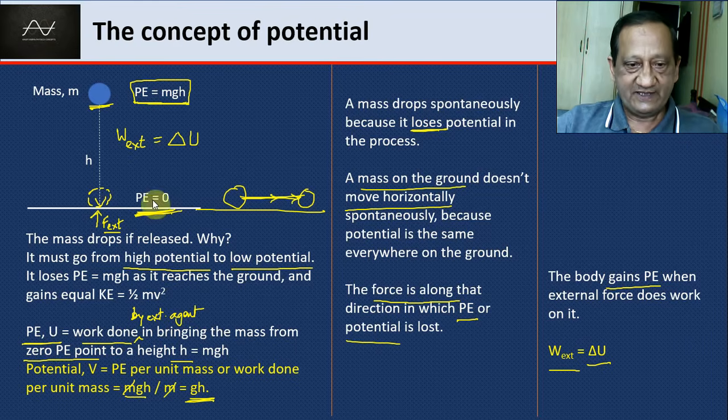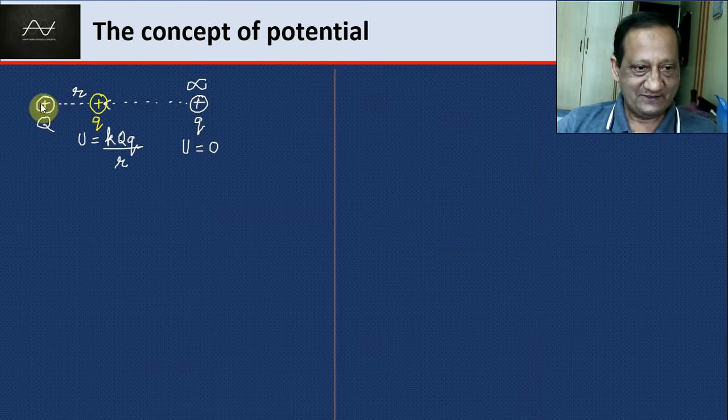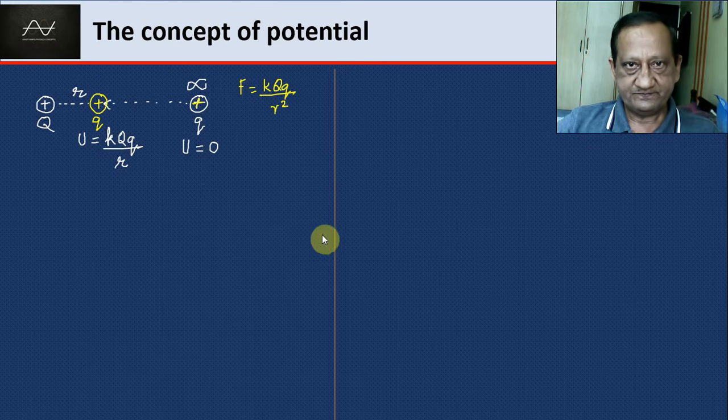Now let's take this concept to electrostatics and electricity and charges. Suppose there's a big fat charge plus Q sitting over here and it is fixed, it can't move. And we have a small test charge, which is also positive, kept at infinity. If it is at infinity, there's no force on it. Coulomb's law is what? Force between two charges is K Q1 Q2 by R square. If R is infinity, there's no force.